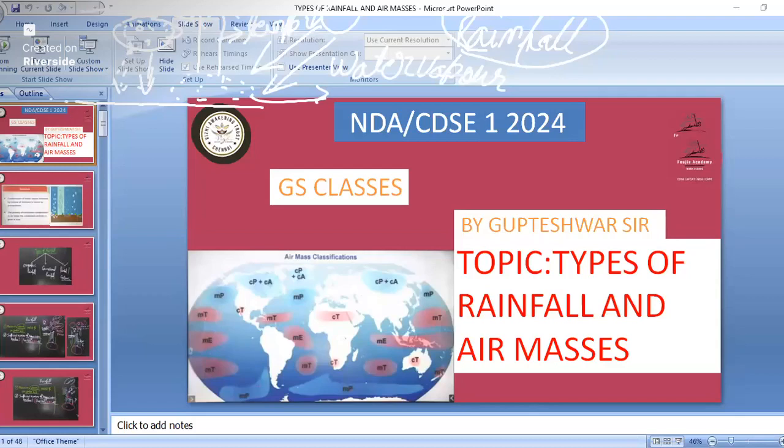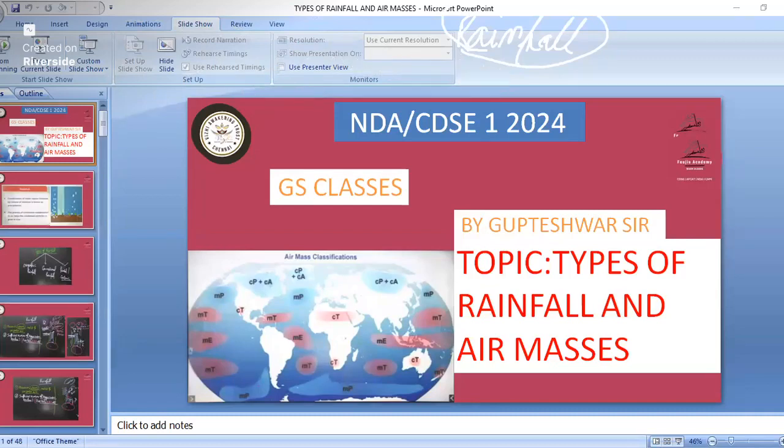Now, in the orographic and convectional rainfall, what does orographic rainfall mean? While studying geomorphic processes, you would have studied orogenic and epeirogenic. There we saw that oro means mountain. So orographic rainfall means mountainous rainfall.